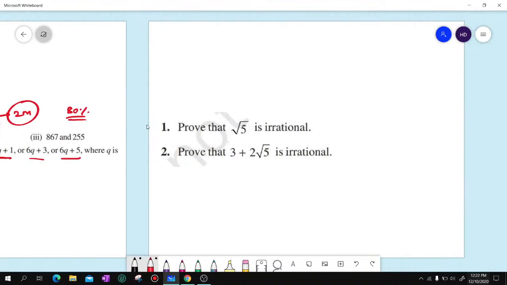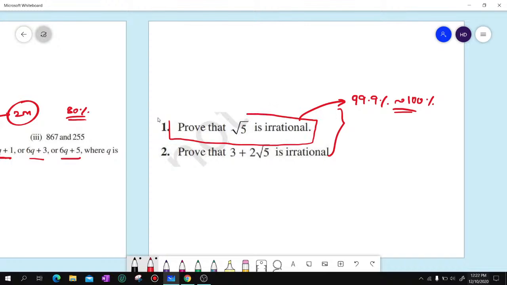Again, this is one of the gunshot questions, and I'm very sure that this question will be asked for the basic level paper. I can say 100% this question will be asked: prove that root 5 is irrational. There is a 100% chance. Whatever you missed or you studied, don't miss this question.